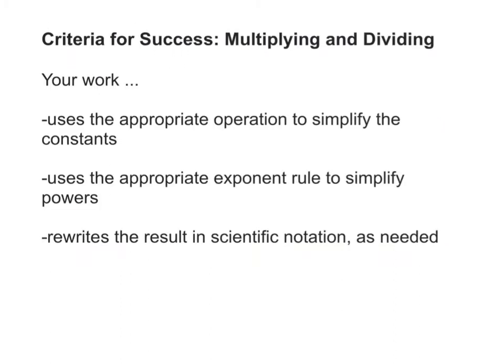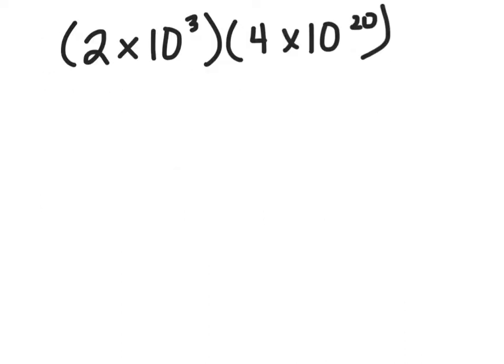A few things to anticipate today. We are going to use the commutative property of multiplication to rearrange numbers and multiply the leading numbers together, as well as the powers. And then we'll also need to look to express our answer in scientific notation. Let's go ahead and take a look at our first example.